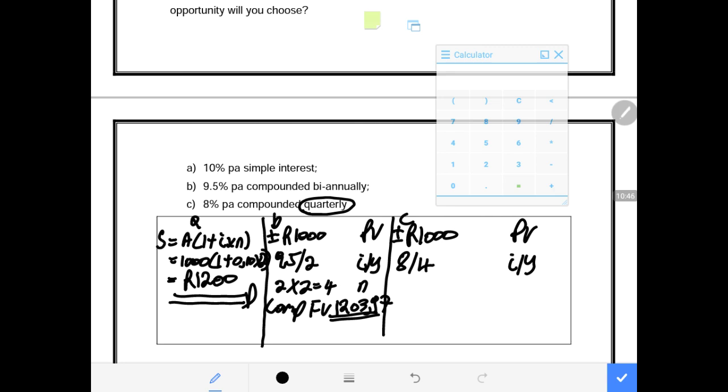Then we go now to our n. It is 2 years, and we say 2 must be multiplied by the number of compounds in a year. Then we say 2 times 4, that means our n will be 8. Therefore, this will be our n. Then what are we required to calculate? We are required to calculate the future value.